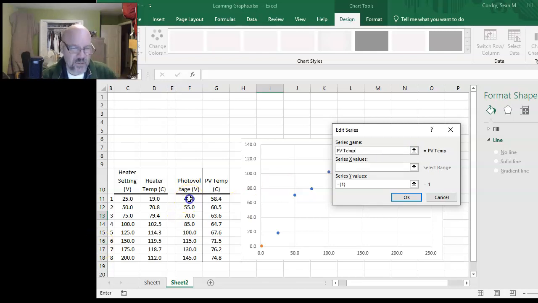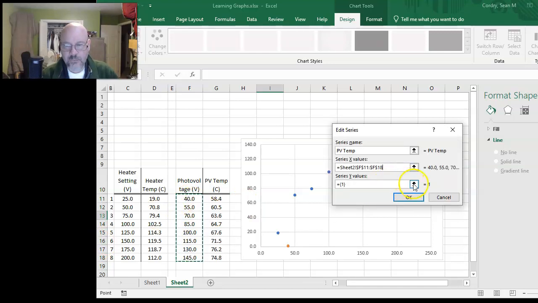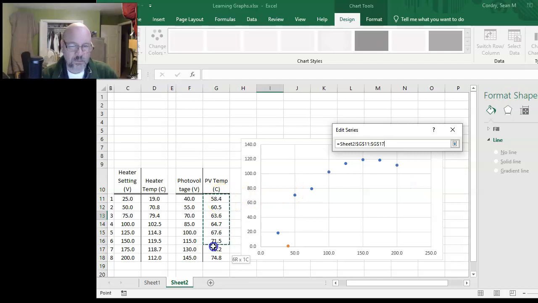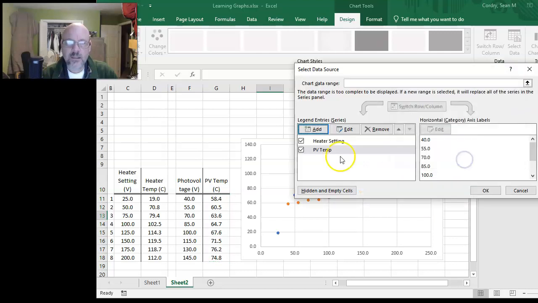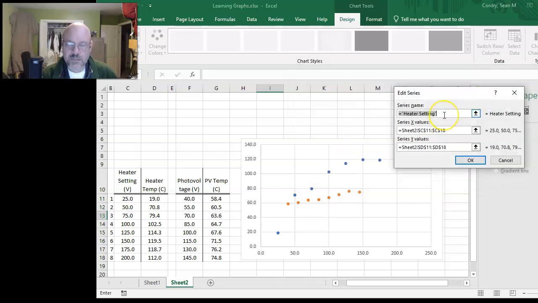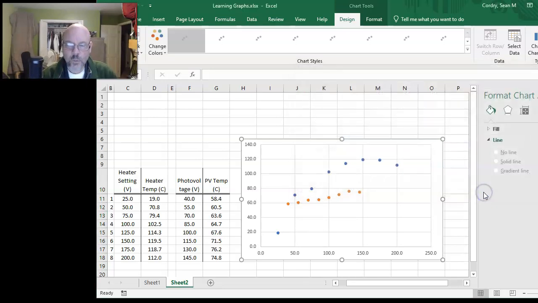Okay, get our X values. So we were controlling the voltage on this. And again, in a real experiment, you would know which is which. There we go there. Boom. We got that. Okay. This one, I got to change the name. So it really should be heater temperature. Just like that. Okay.